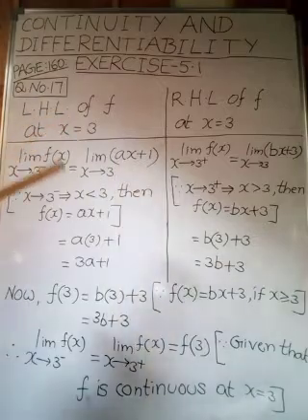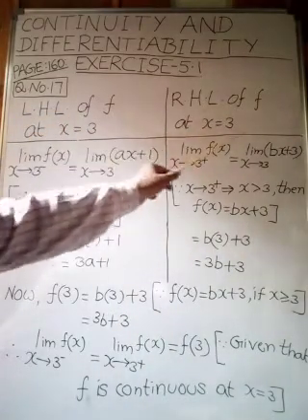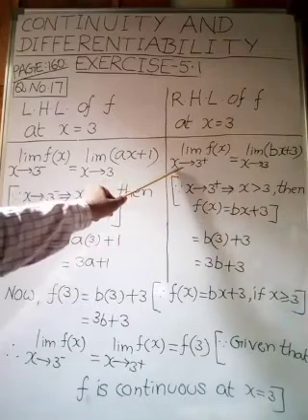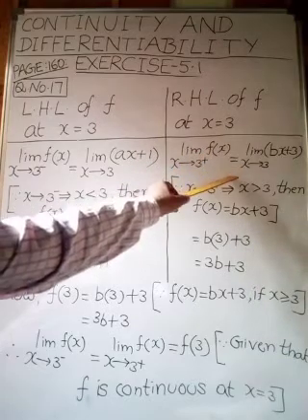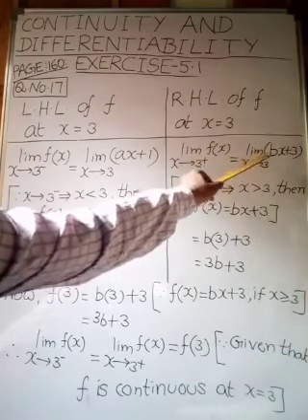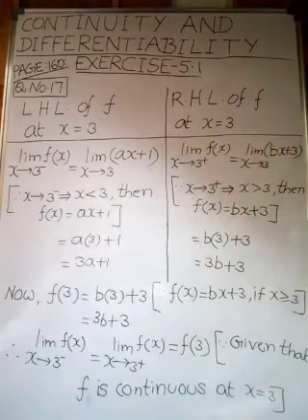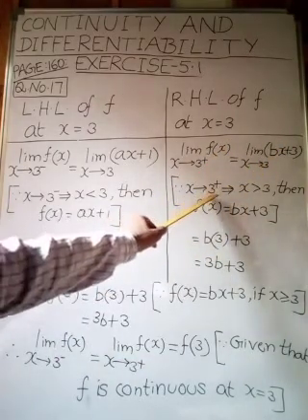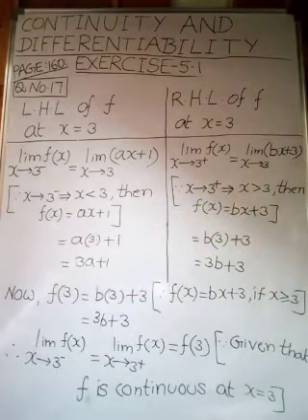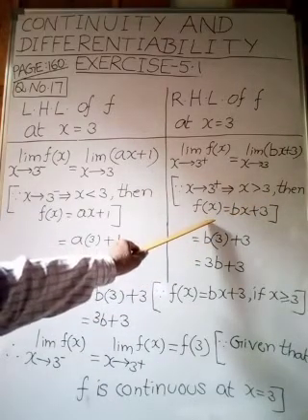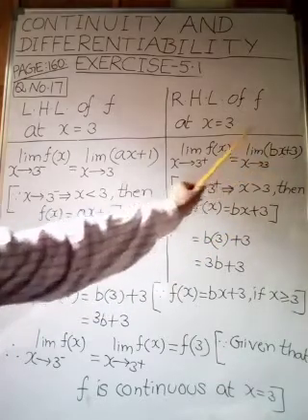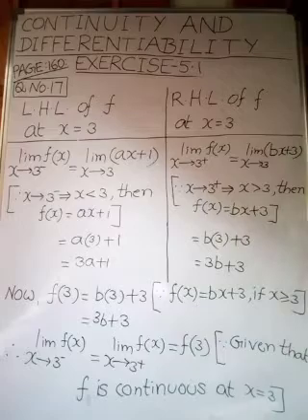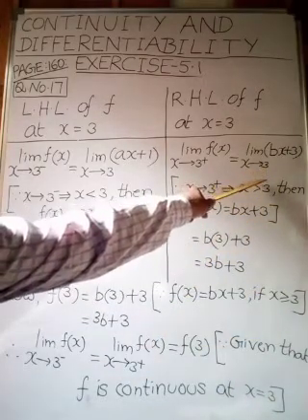Similarly, we find the right hand limit of f at x is equal to 3. Symbolically, we write like this: limit as x tends to 3 plus of f of x is equal to limit as x tends to 3 of bx plus 3, because as x tends to 3 plus means x is greater than 3, the x values are greater than 3. Then f is defined as f of x is equal to bx plus 3. That is why here I have taken f of x is equal to bx plus 3. Is this step clear, my dear children?